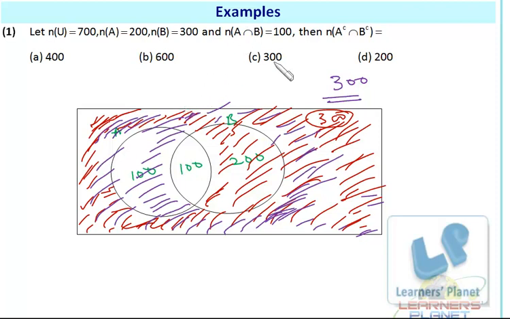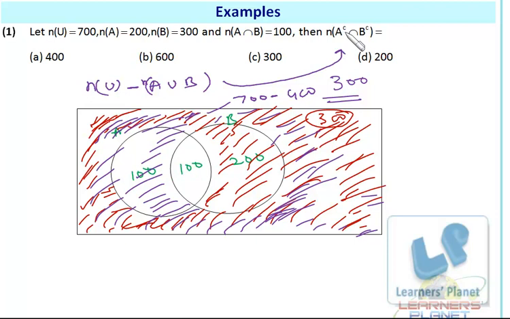Now if you wish to use the formula for this, so what exactly is happening over here? Total number of elements, that is NU. Right? From total number of elements, what we are deducting? The total of these two circles, that is actually 400, and these two circles represent A union B. Okay, so total number of elements minus number of elements in A union B will give you number of elements in A complement intersection B complement, right? Number of elements in U is 700, A union B is 400, so that is A complement intersection B complement.